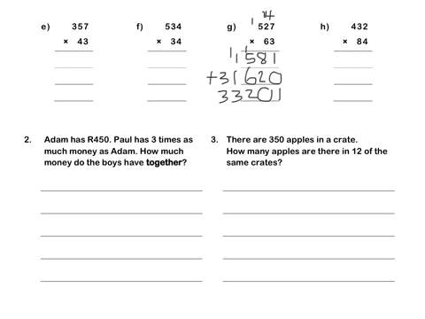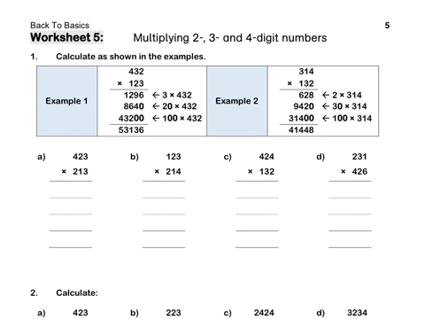Press pause to complete the remaining questions as well as question 2 and 3. When you are done, use the memo to mark all your answers. Worksheet 5. Again, there are examples for you to look at, but let's complete question A together. 3 times 3 is 9. 3 times 2 is 6. And 3 times 4 is 12.